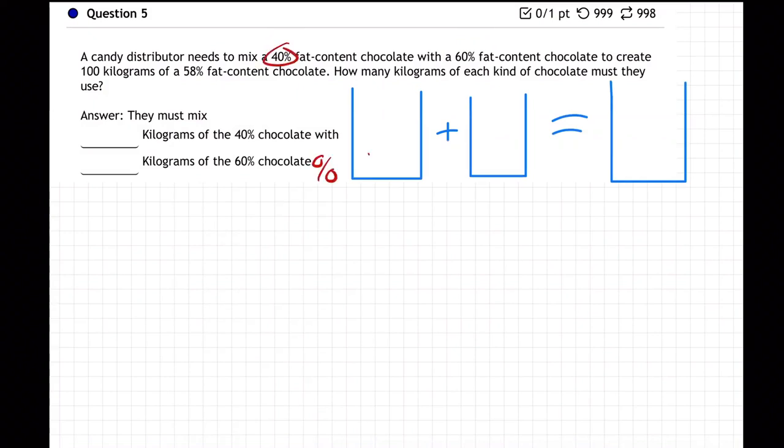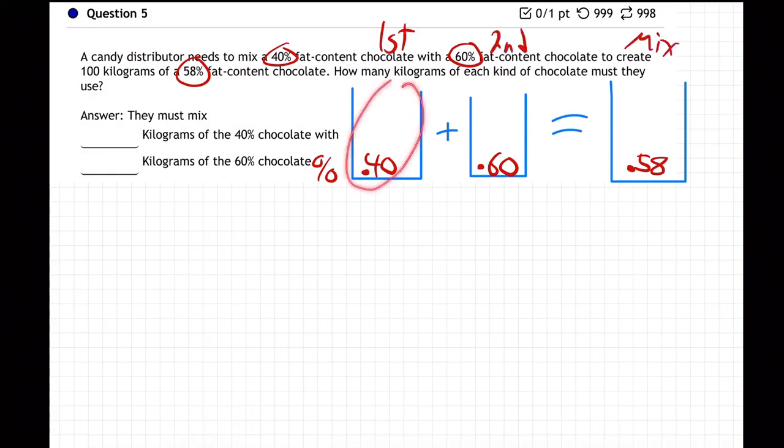So I'll take the first one, the 40%, and I'll just go ahead and make it a decimal like we always do, 0.40, and 60%, 0.60, and 58%, which is 0.58, right? We always make percentages into decimals. Okay, so this is the first stuff, the second stuff, and then this is the mix. The first stuff plus the second stuff equals the mix, the final product mix.